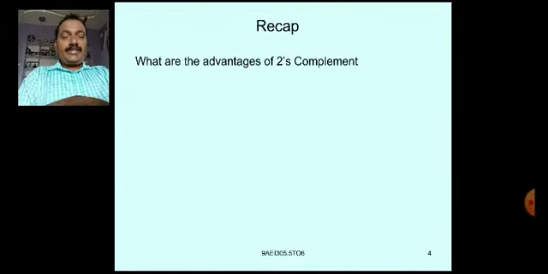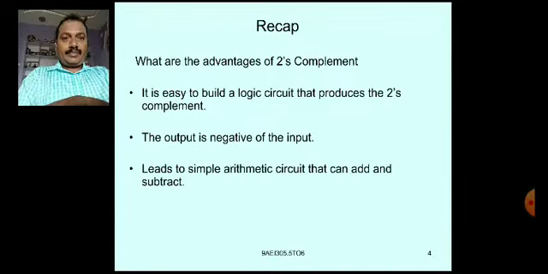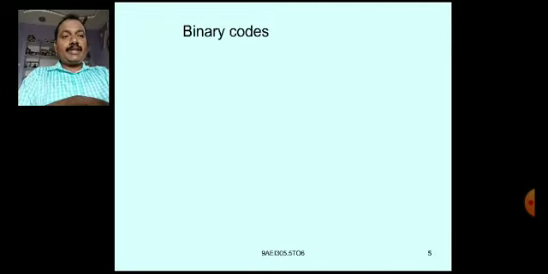What are the advantages of two's complement? It is easy to build a logic circuit that produces two's complement. The output is negative of the input and leads to simple arithmetic circuits that can add and subtract. That means adder can be used as subtractor also. The circuit can be used as a dual functional circuit.